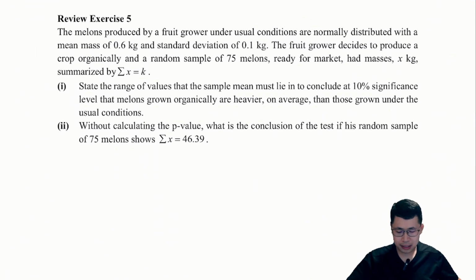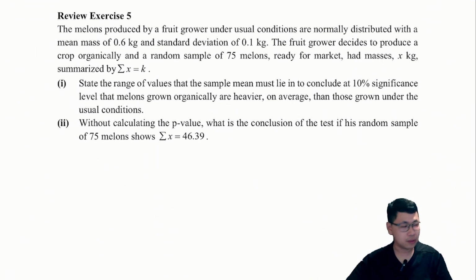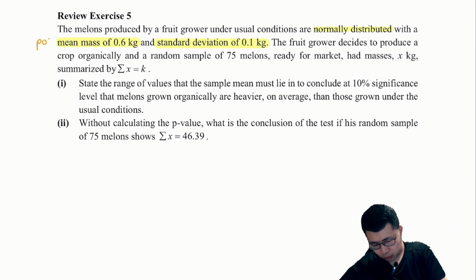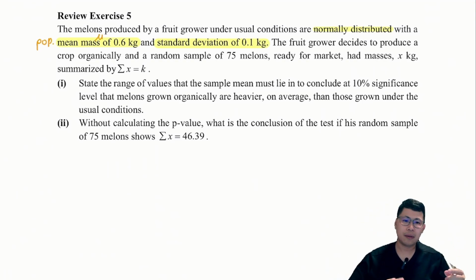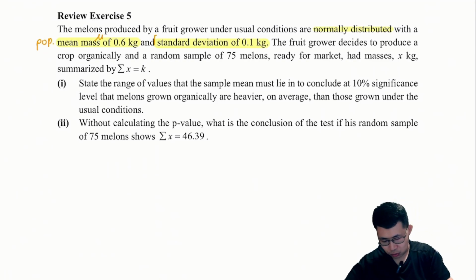Let's read this and process this together. Melons produced by a food grower, grown under usual conditions, are normally distributed, which is very beautiful. We have a mean mass of 0.6 kg, standard deviation of 0.1 kg. Once again, let us decipher which kind of quantity this is. Is this the population or the sample? This refers to the population mean mass because they're talking about melons in general, and they are talking about the standard deviation in general. So this refers to the population standard deviation, small sigma.